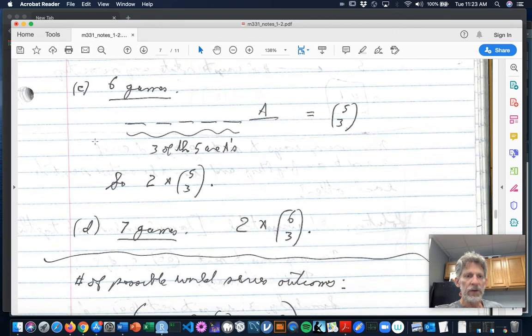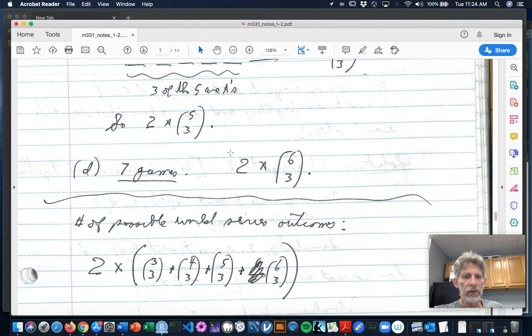Part C, what if the series goes 6 games? Well, again, we're going to double what happens where A wins the series. And A has to be the victor in the last one. So we're focusing on the 5 games that come in front. 3 of those 5 need to be A's. Same analysis says 5 choose 3 is how many ways to fill in 3 of the 5 spots with A's, and the other 2 are N's. So again, 2 times 5 choose 3. And you can see if the series goes 7 games, then it's going to be 2 times 6 choose 3.